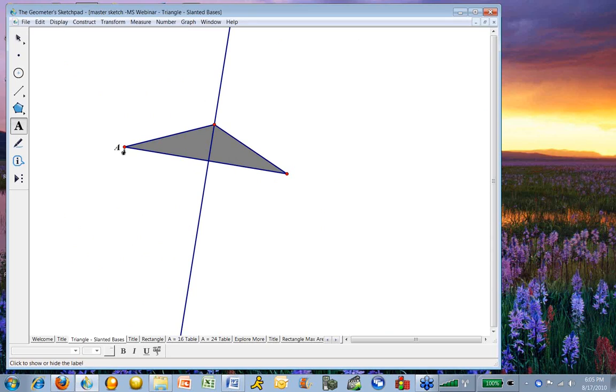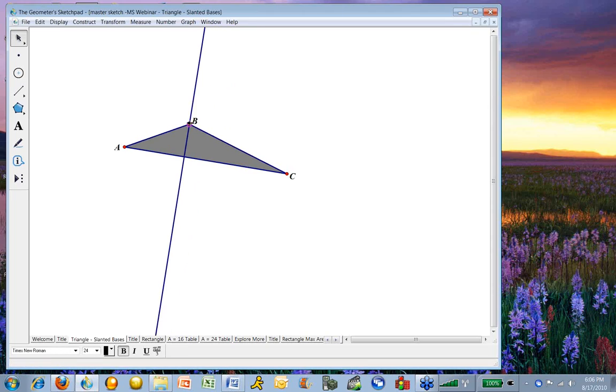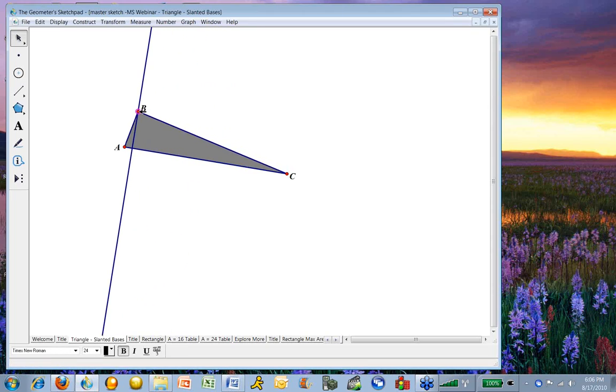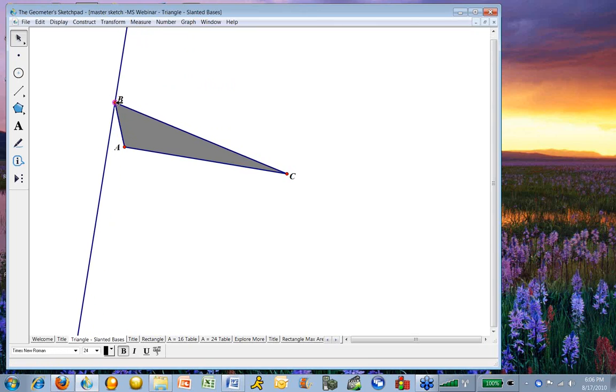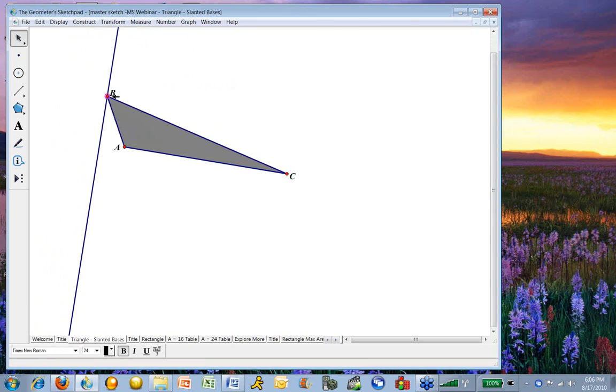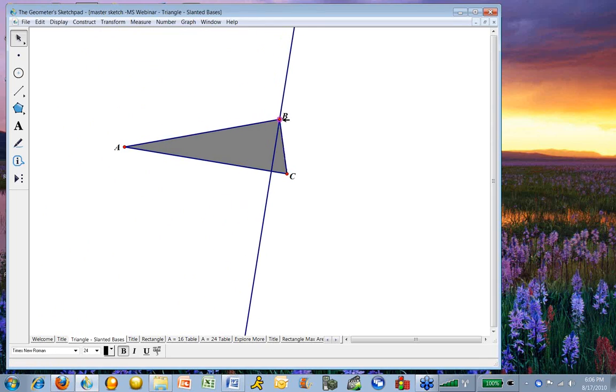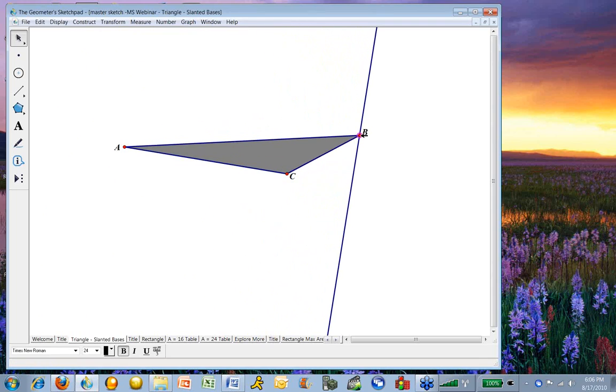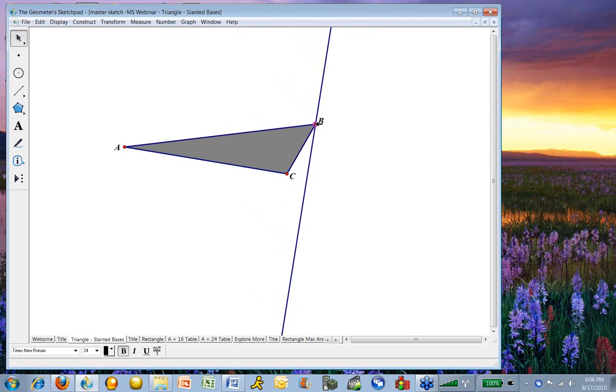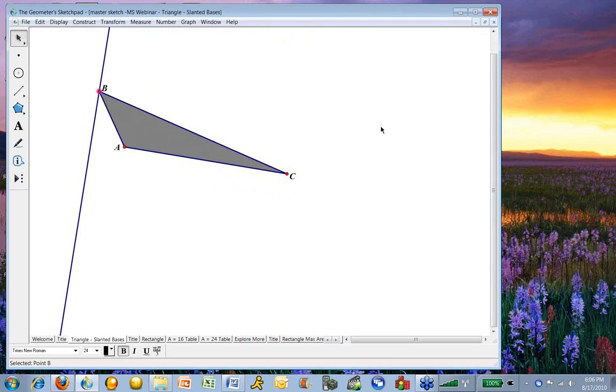So let me label some of my points here, and this is just using the text tool to label my points. What I want everyone to be looking at right now, think of yourselves as your students. I want you to pay attention to what kind of triangle you see as I move this altitude. What happens to the triangle as the altitude goes outside? What kind of triangle is being created when the altitude is outside?